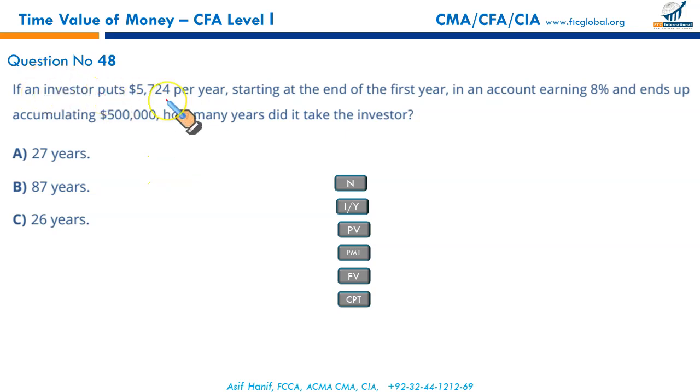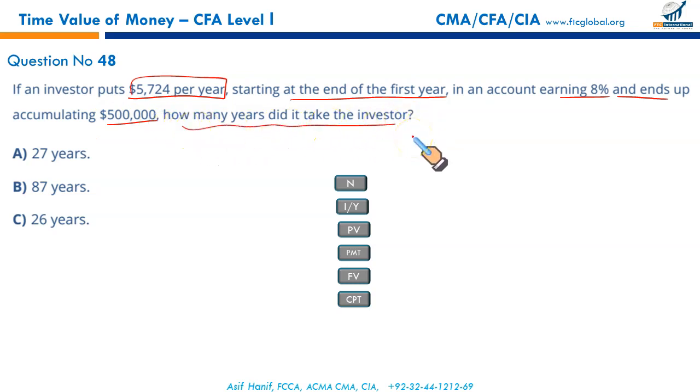If an investor puts $5,724 per year, starting at the end of the first year, an ordinary annuity, in an account earning 8% and ends up accumulating this much, how many years did it take for the amount to rise to $500,000? N is not given. Interest is yearly, no compounding. Present value is 0.